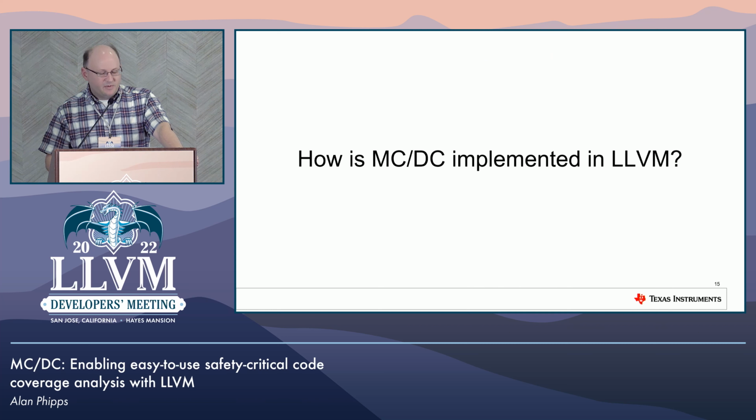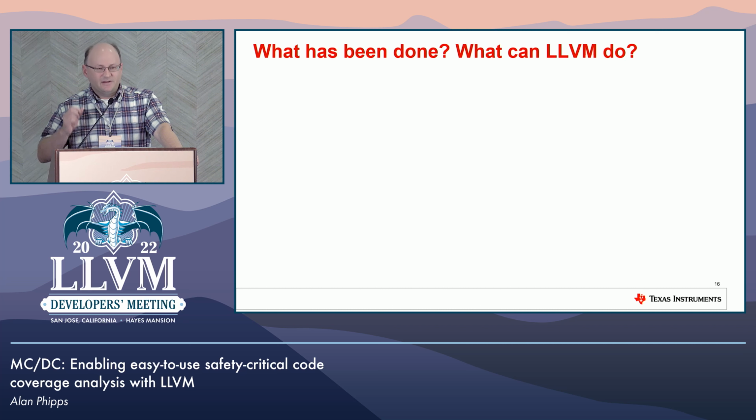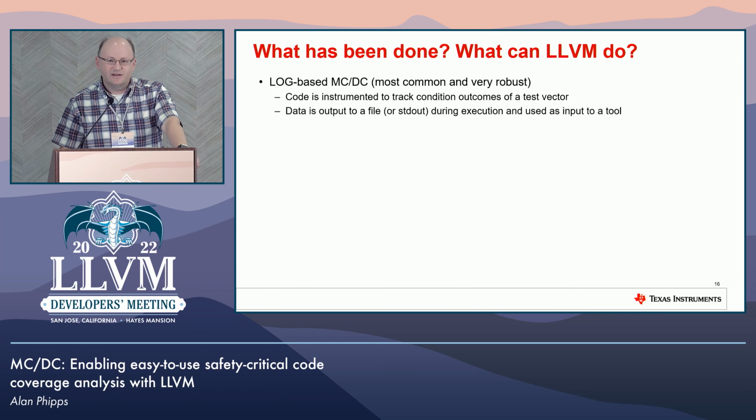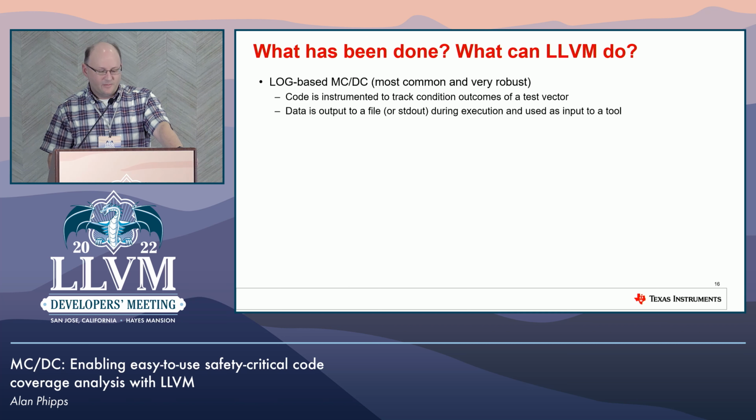So how do we go about implementing this in LLVM? How does it all work? Well, first we had to look at what has been done. How do these other vendors actually support MCDC? Most support a log-based approach, which is very robust. In this case, the code is simply instrumented to track condition outcomes through the execution of the control flow. The overall data is output usually to a file, and that file is then fed in as input later in the flow to an offline tool.